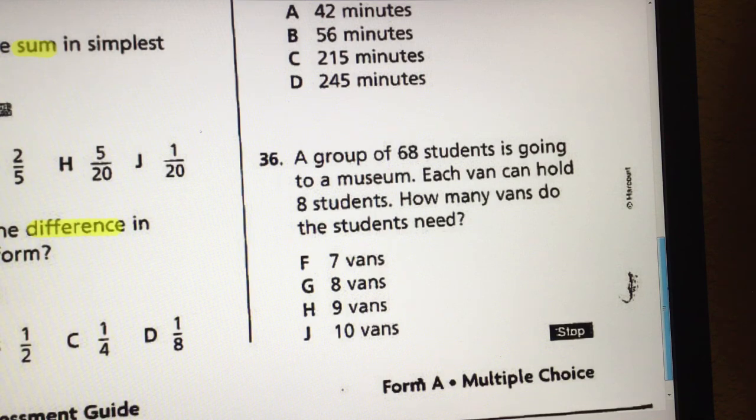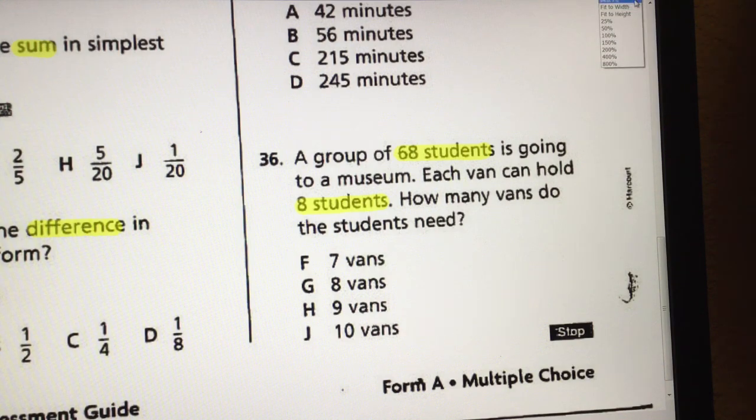Okay, then the last question. A group of 68 students is going to a museum. Each van can hold 8 students. How many vans do the students need? So like we're going on a field trip. I have 68 students, and I've got to take vans, and they can only hold 8 students. So how many vans do I need to take? Remember, I can't leave anyone out. I've got to make sure I have plenty of vans. But I don't want to have way too many and only have like 4 in all the vans. Okay, so think about how many vans you need. Draw a picture.